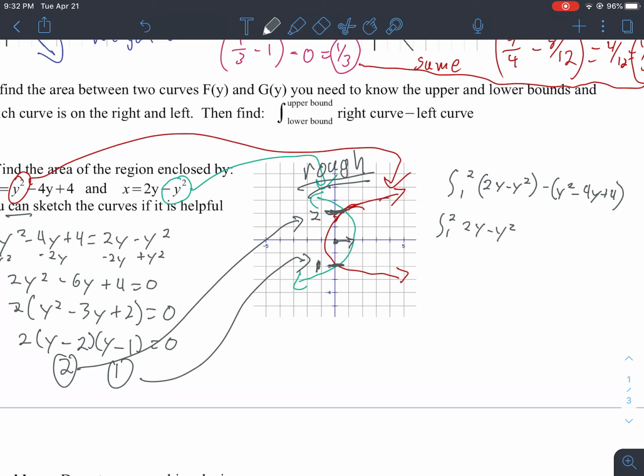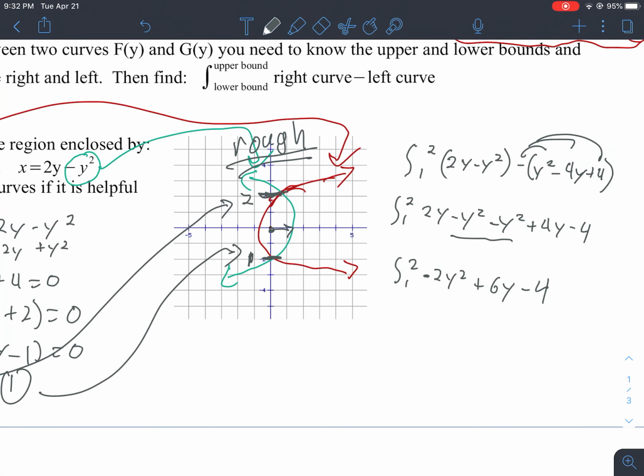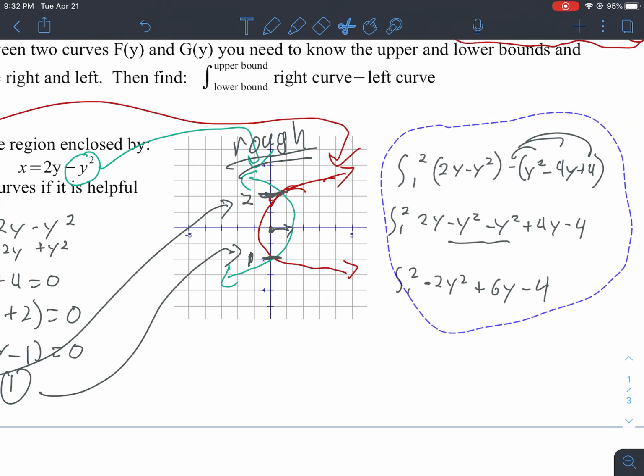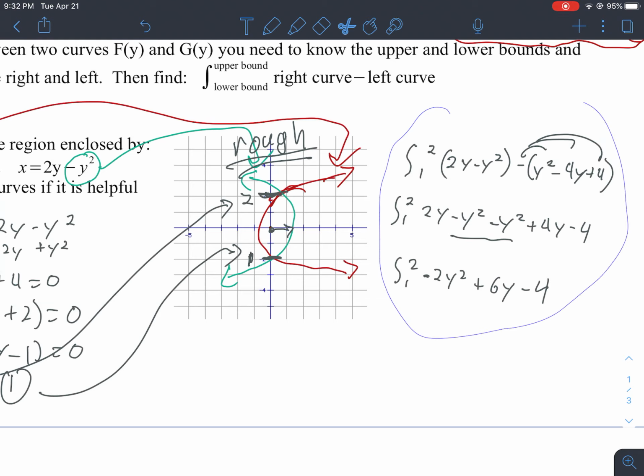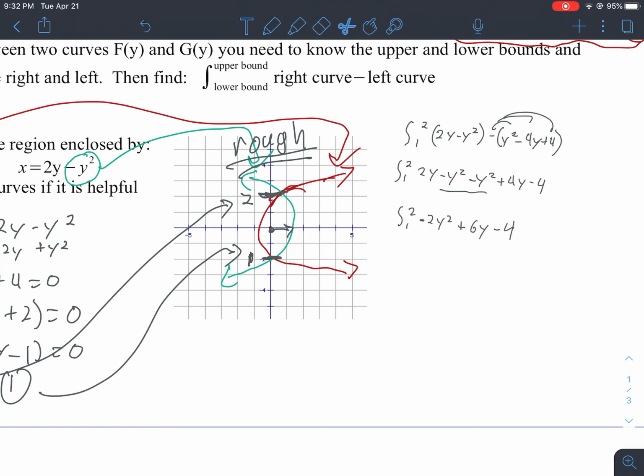2y minus y squared minus y squared plus 4y minus 4. I just distributed my negative. Now I'm going to combine some like terms. Negative y squared and negative y squared is negative 2y squared. Then 2y plus 4y is 6y minus 4. I'm getting a little slanty. Maybe I'll straighten it out. That didn't work as well as I'd hoped. One more try. I don't know why it's not working. Now we'll happily take the antiderivative. Negative 2/3 y to the third minus 6 over 2, 3y squared minus 4y.